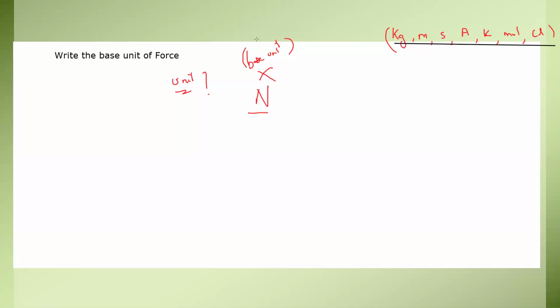So how to convert a Newton, or how to write a base unit of the force? First thing, we have to write a formula for that physical quantity. You can write any formula related to that quantity, it will give the same result. Example, if I remember the formula of the force, I can say that force equals mass multiplied by acceleration, or I can say F equals ma. You can use any formula, but I remember the example F equals ma, force equals mass into acceleration.